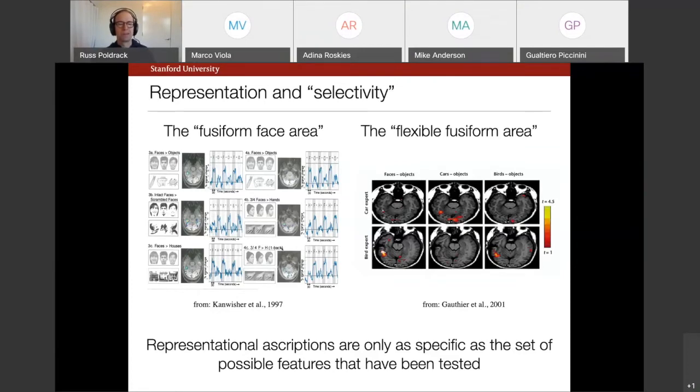And so the claim that came out of that early work was that this area represents faces, and ultimately the claim is that it is sort of a module for face processing, such that that's what it does. But that ascription is only as good as the class of things it's been tested against, right?